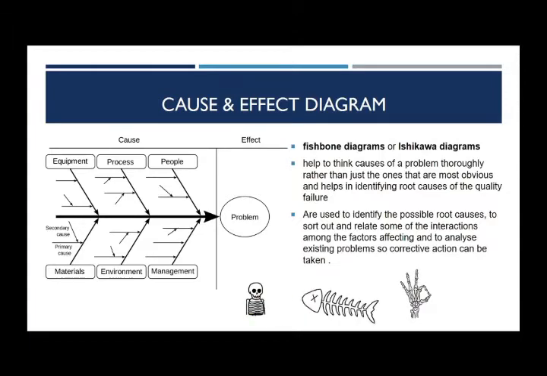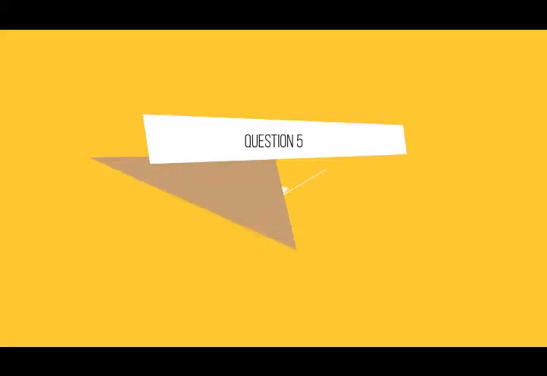Cause and effect diagrams are used to identify the possible root causes, to sort out and relate some of the interactions among the factors affecting the problem, and to analyze existing problems so corrective action can be taken.